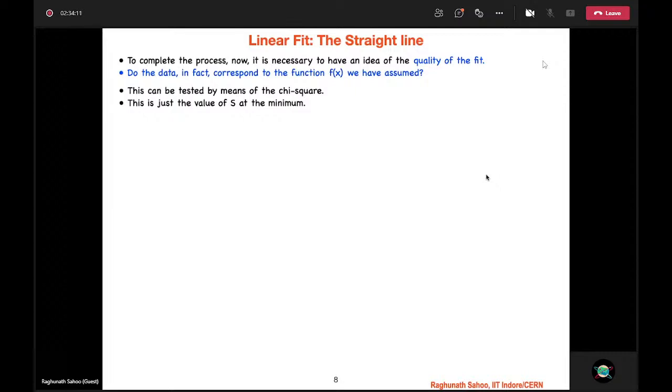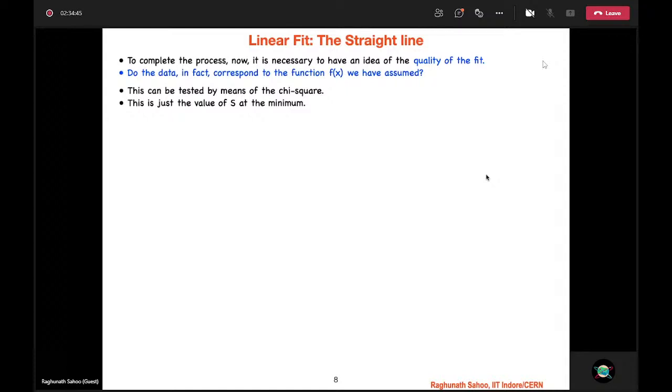So to complete the process, now it is necessary to have an idea of the quality of the fit. I did the fitting, and from the linear regression I got my parameters m and c and the corresponding errors. I know how to get them now, but can I quantify the quality of the fitting? Do the data in fact correspond to the function f(x) we have assumed? If I ask how good my fitting is, this can be tested by means of chi-square.